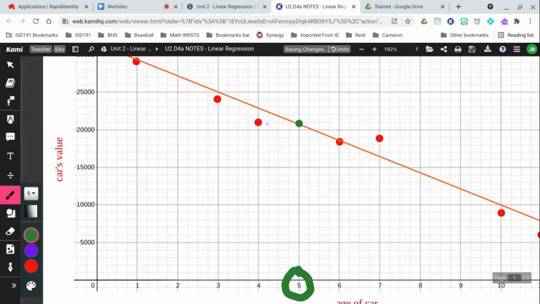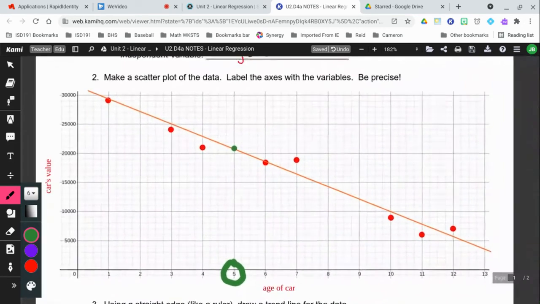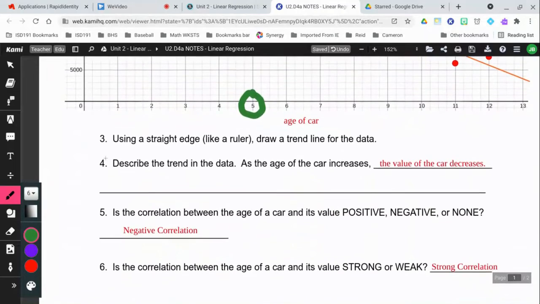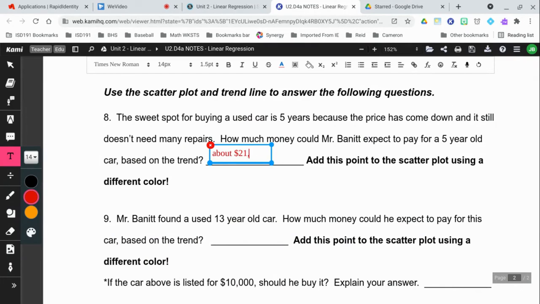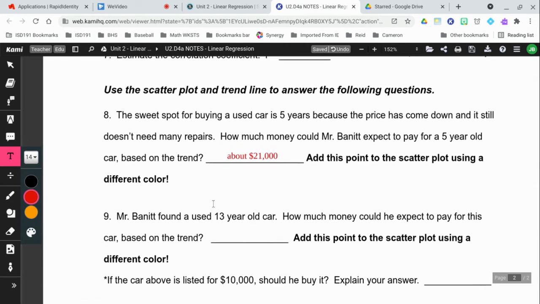it appears to be, follow this line over, what does this little line represent? Right above the 20,000. Remember, we counted by $1,000 for each mark, so that would be $21,000 for this one. A 5-year-old car, I can expect to pay about $21,000. And it does say to add this point to the scatter plot using a different color. I did do that. We put that in green on the scatter plot.